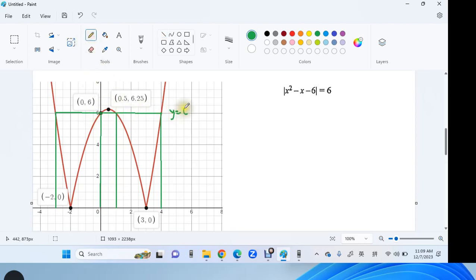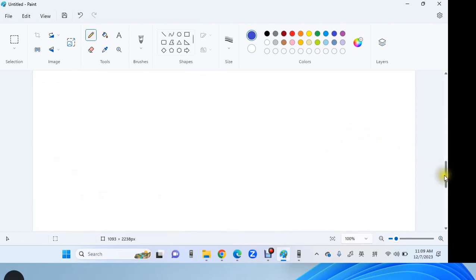So when y equals 6, it will be this, this: -3, 0, 1, and 4. We have 4 answers here. From the graph, we can see that when x equals -3, 0, 1, and 4, y equals 6. So when we solve this algebraically, we have to do 2 cases.